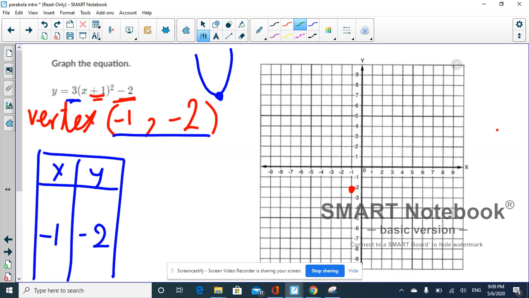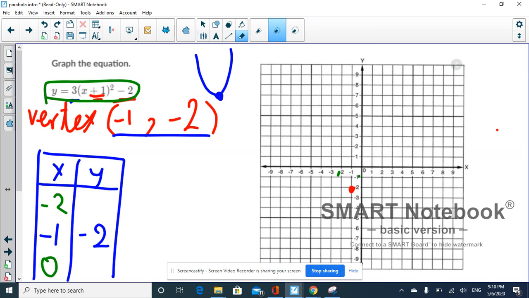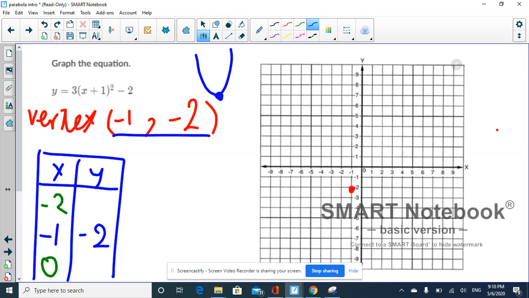We choose points from here. This is x equals -1. So we need a point to the left and a point to the right. We will take -2 to the left and 0 to the right, and plug into this equation to find the values of y. Okay, let me erase this and start to find the value of y.